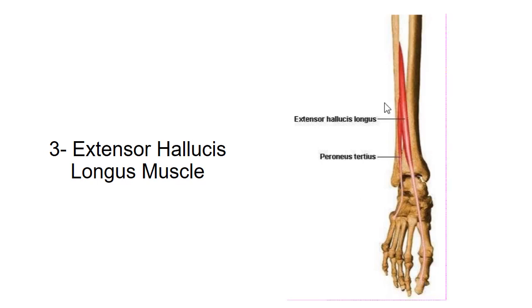Coming to the actions of extensor hallucis longus muscle, like all other muscles of the anterior compartment, it also acts as a dorsiflexor of the foot at ankle joint and it extends metatarsophalangeal joint and interphalangeal joints of the big toe.